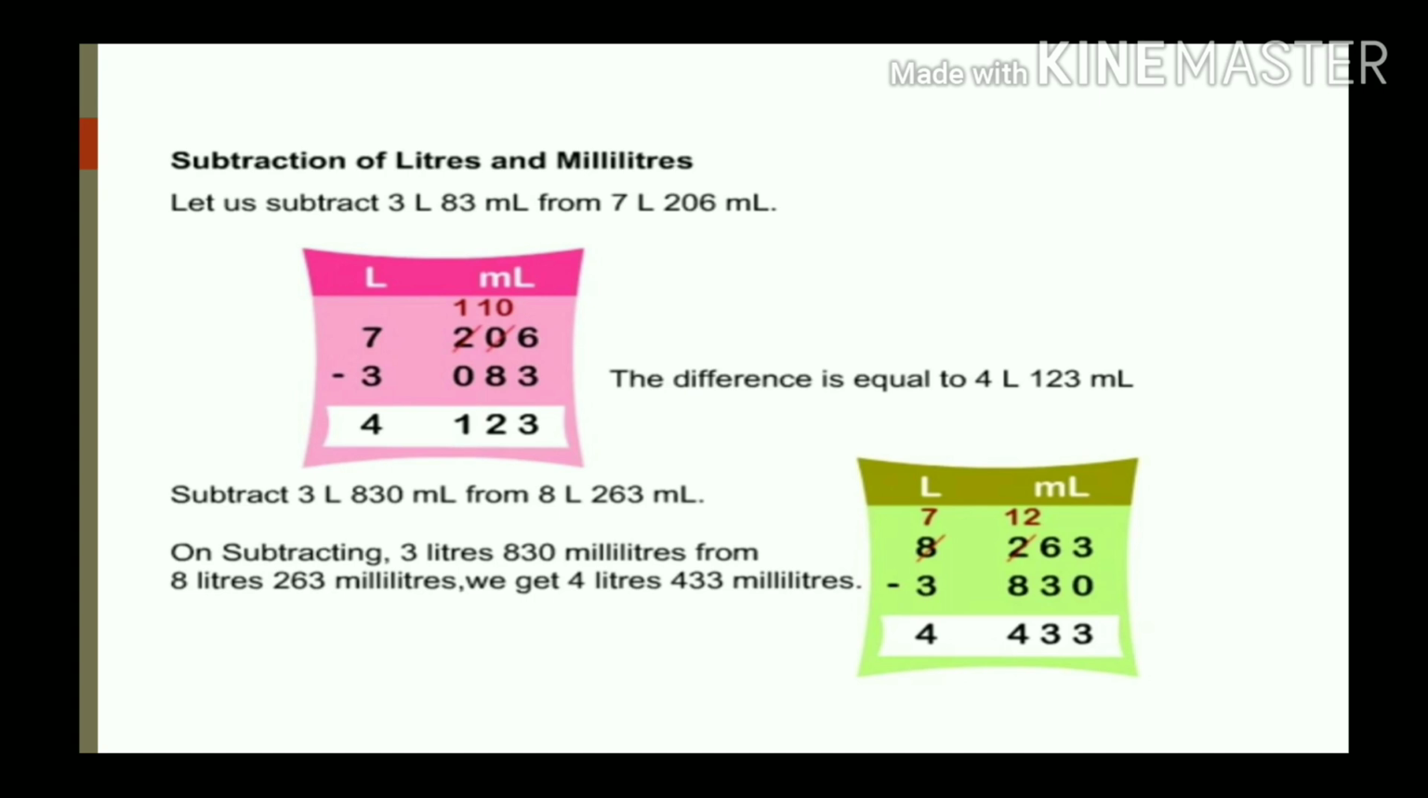So on subtracting 3 liter 830 milliliter from 8 liter 263 milliliter, we get 4 liters 433 milliliters. So students, I hope you have understood the concept of subtraction and addition of liters and milliliter, and you can do it by your own in your copies. So student, you have to solve the questions from the book in your rough copy or SR copy to make sure that you have understood the concept of subtraction and addition.